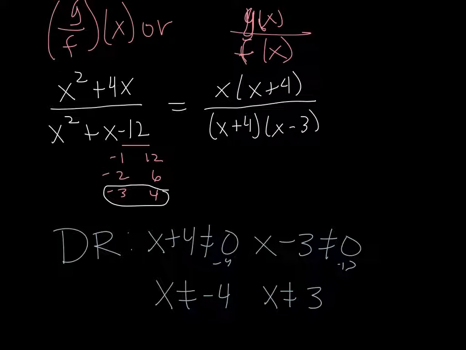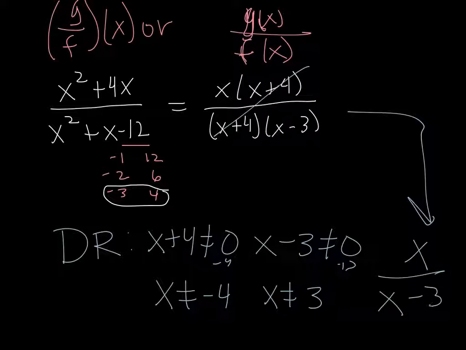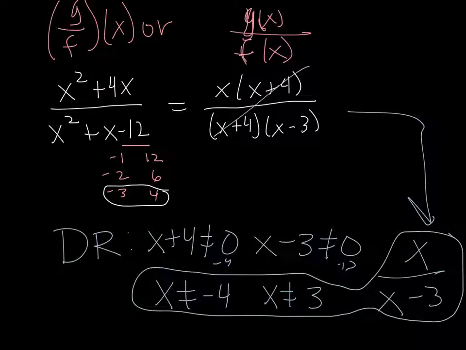But then if I look back, what do they have in common? Only you can simplify when there's multiplying. These two are the exact same in these parentheses, so those two can cancel, leaving me with my final answer, which is x over x minus 3 with the restrictions like so.